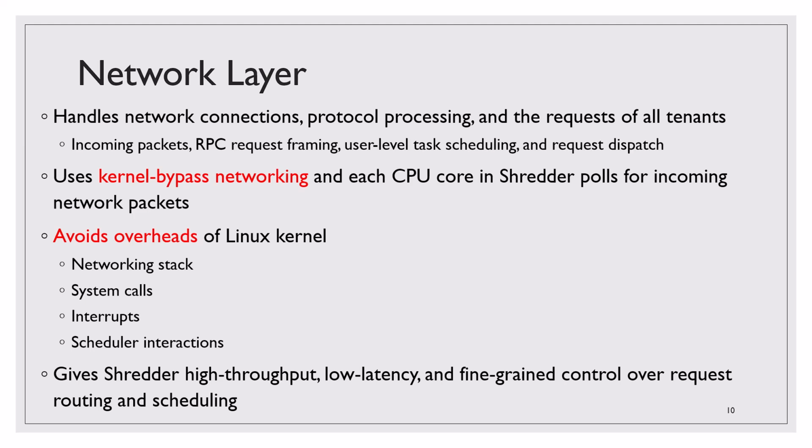The networking layer uses kernel bypass networking, and each CPU core in Shredder polls for incoming network packets. Let me explain this more because this can sound intimidating at first. Kernel bypass networking eliminates the overheads of in-kernel network stacks by moving protocol processing to user space, and the CPU cores essentially are in a ready state waiting for incoming network packets. This avoids the overheads of the Linux kernel networking stack, system calls, interrupts, and scheduled interactions. As a result, it gives Shredder high throughput, low latency, and fine-grained control over request routing and scheduling. Essentially, the network layer spreads the load over cores with the varying users to avoid centralized bottlenecks. At the same time, this also helps exploit per-tenant locality.